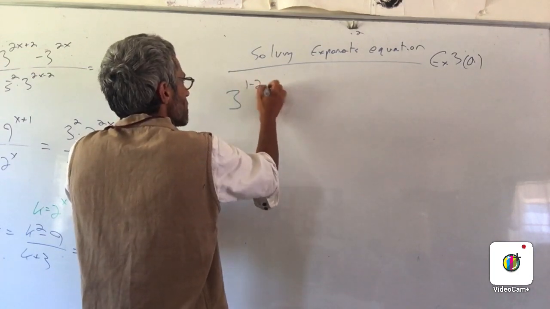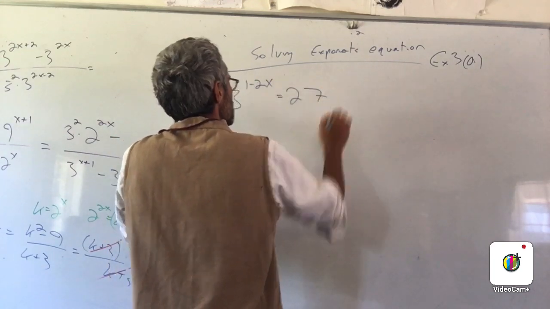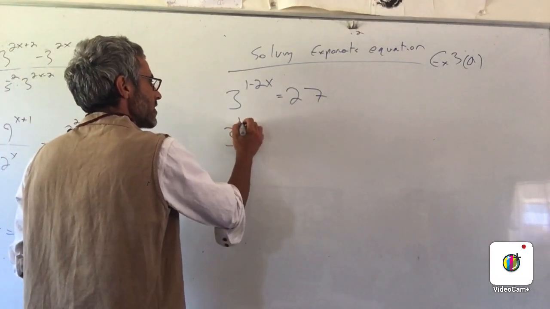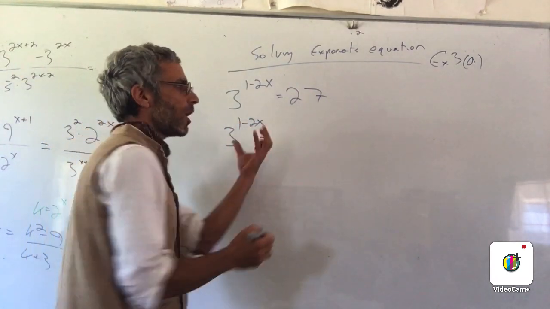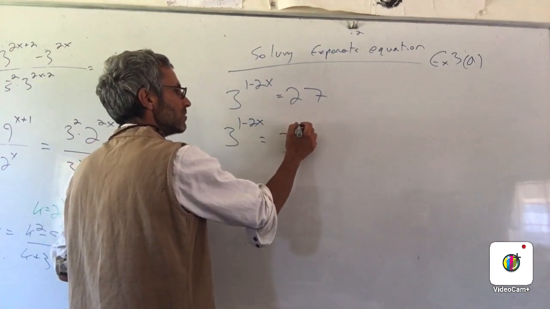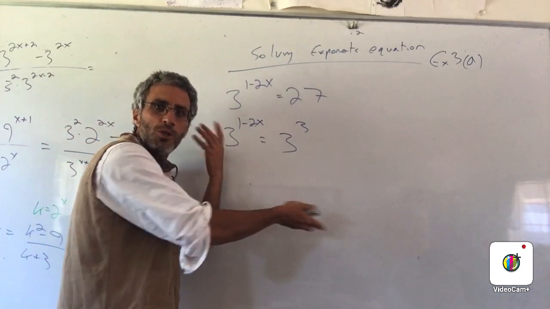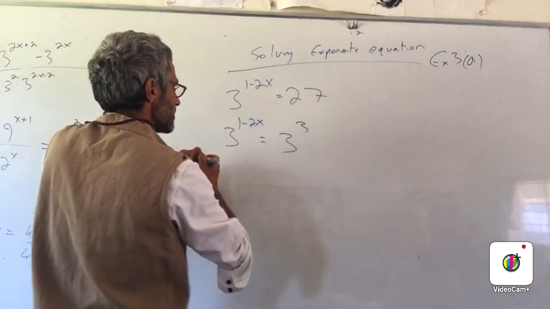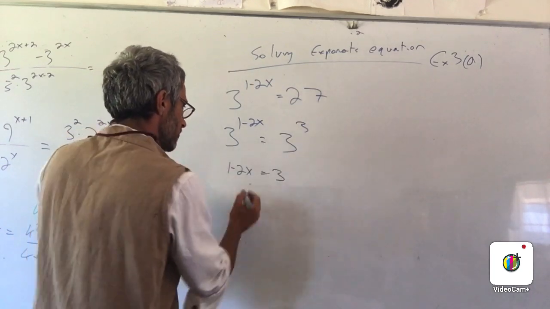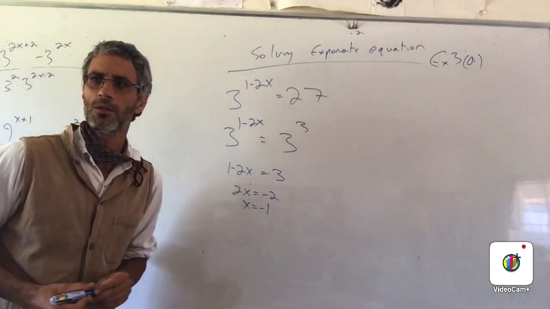3 to the power 1 minus 2x equals 27. Easy peasy, isn't it? Remember that one. Okay, the left-hand side I leave the same. What do I want to do with that 27? Base 3, so it's going to be 3 to the power 3. And then when we have the two bases the same, what do we do? Drop the base. So we can say 1 minus 2x equals 3. Easy, right? Moving things around, 2x equals minus 2, x equals minus 1. It's all fun and games.